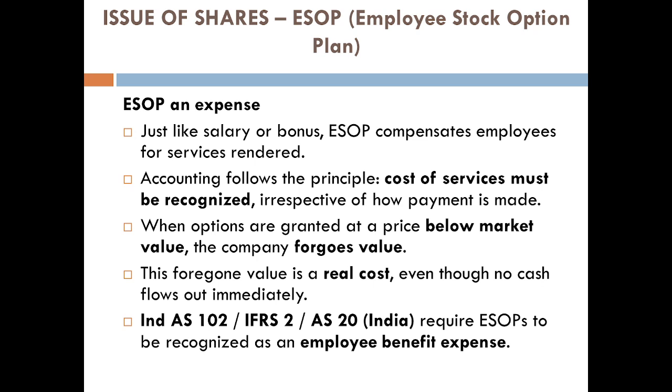When options are granted at a price below the market price, the company is foregoing certain value. It is incurring a certain loss. This foregone value is the real cost, even though no cash is involved. See, in the previous example, as we saw, the market price was 150, but it was exercised at 50. The opportunity cost that was involved was 100. Once again, it is a kind of cost for the organization, is it not?